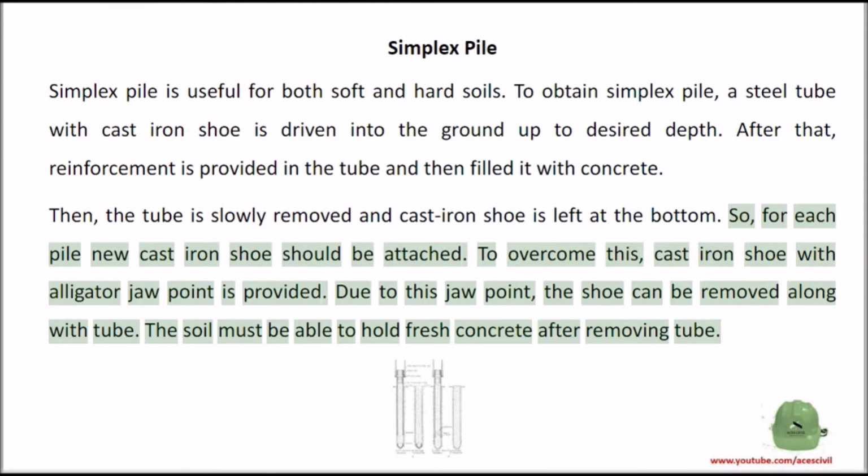To overcome this, a cast iron shoe with alligator jaw point is provided. Due to this jaw point, the shoe can be removed along with the tube. The soil must be able to hold fresh concrete after removing the tube.